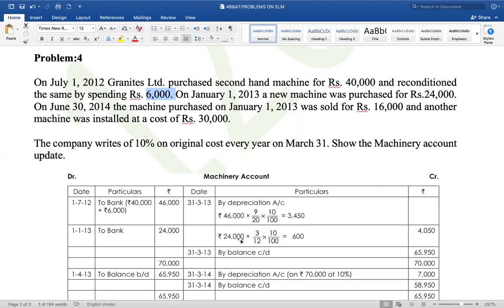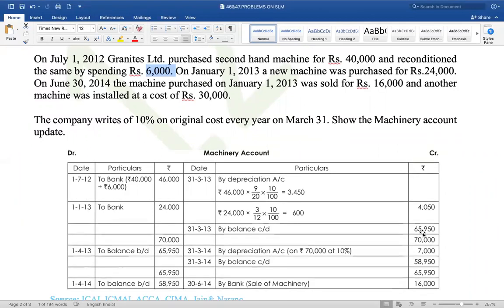And the second machine is used for 3 months. 24,000 into 10 by 100, that's 10% rate of depreciation, into 3 by 12. This is used only for 3 months. That gives you 600. This is the value of depreciation. So 3,450 plus 600 gives you 4,050. It is not necessary you should take it like this. Straight away, you can take this 3,450 here and 600 here. There's no hard and fast rule to take a total like this. You can take the individual items straight away, right?